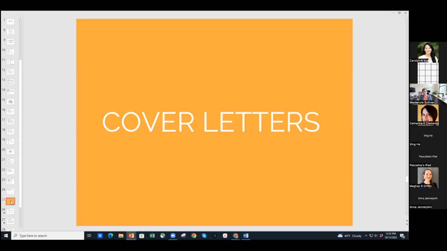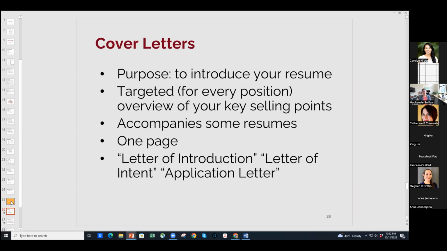Okay, let's quickly take a look at cover letters. Once you've spent some time looking at a job description and thinking through your resume, a cover letter in some ways comes a lot easier because you've already thought through what are the things that I want to highlight to that company or that organization. So the purpose of a cover letter is to introduce your resume. It's to be able to give some narrative to your story.